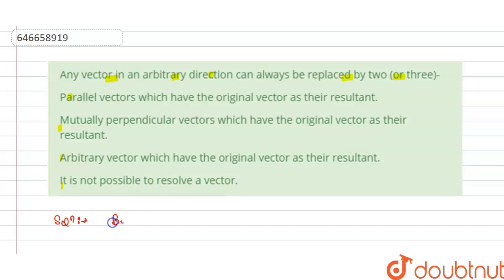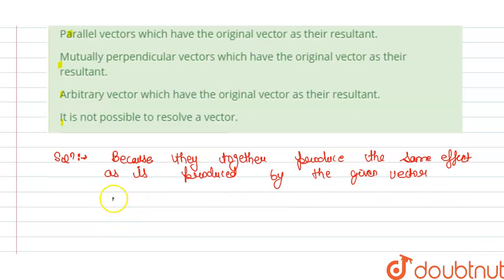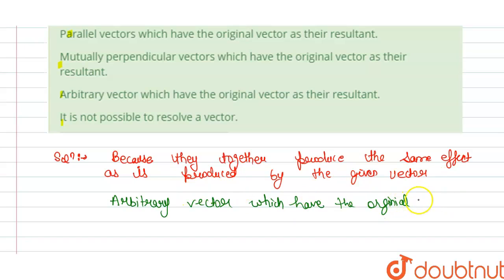Arbitrary vector, because the reason behind this is that they together produce the same effect as is produced by the given vector. So we can say that 2 or 3 arbitrary vectors which have the original vector as their resultant.